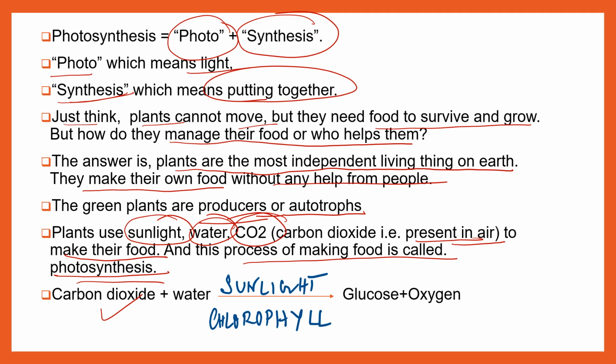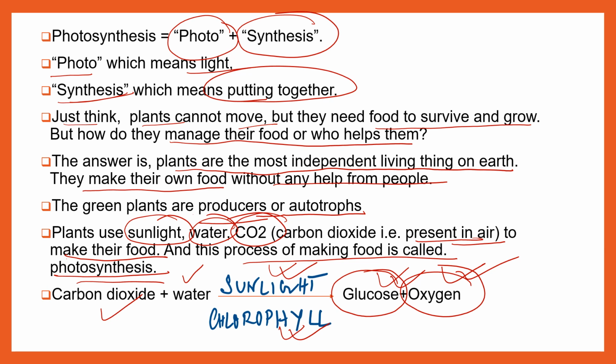Now, carbon dioxide plus water in presence of sunlight and chlorophyll gives what? Glucose and oxygen. These are the end products produced during photosynthesis. This oxygen is used by all the animals in the universe. The oxygen we are using is produced by plants during photosynthesis. So this is clear now. Plants produce their food, that is glucose, with the help of carbon dioxide and water in presence of sunlight and chlorophyll.